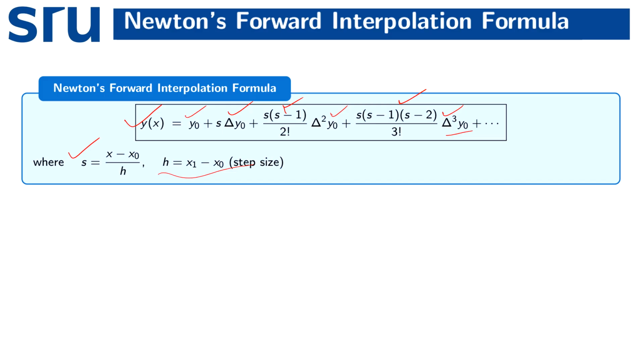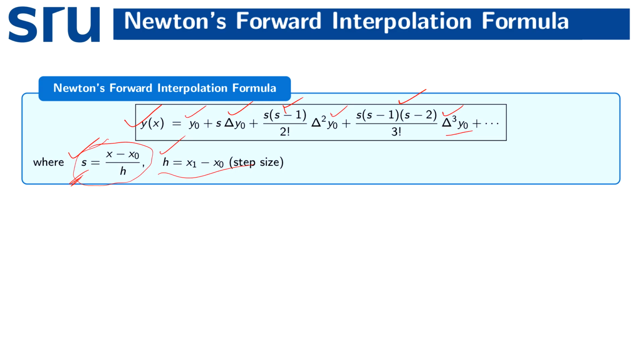Then we come to s. s equals (x - x_0)/h, and h equals x_1 - x_0. Here h is the step size, which is constant, so the intervals are equal. And s tells us how far the required value of x is from the starting point x_0.